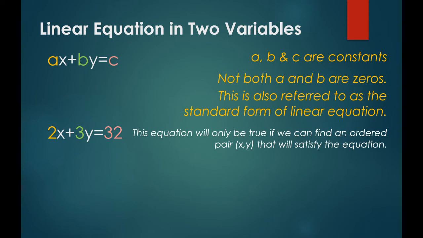O, nagets mo ba? Ibig sabihin, magiging totoo lang yan, di tayo sure kasi pwedeng magbago-bago ang values ng x and y. Pero magiging totoo lang yan kapag tama ang values ng x and y para maging equal talaga sa 32 yung 2 sa x at 3 sa y. Parang ang gulo nung sinabi ko, di ba?